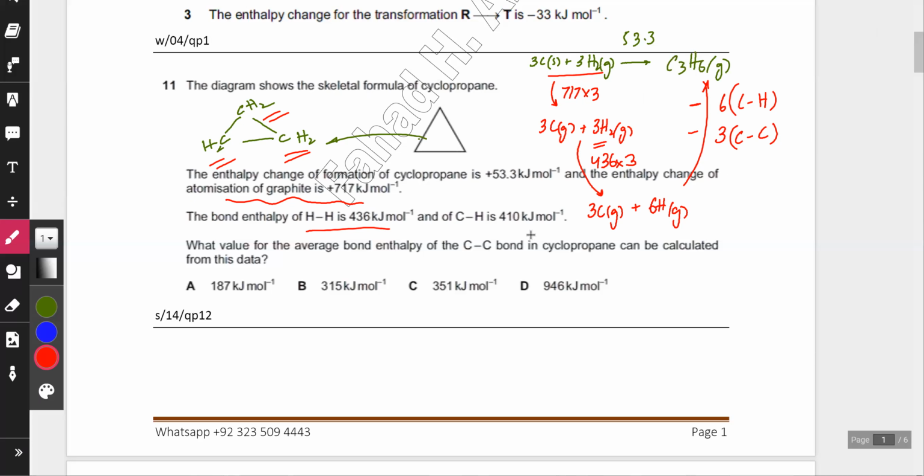Can you figure out the CC bond energy? That is the only thing that is unknown. All the rest are completely known.